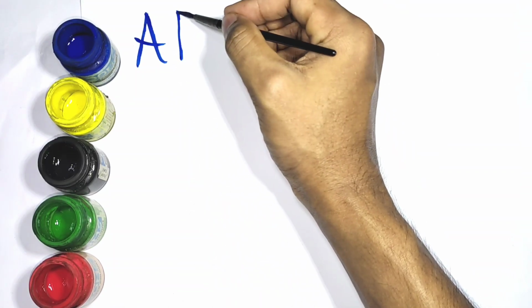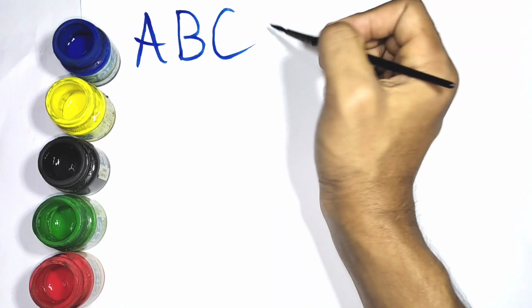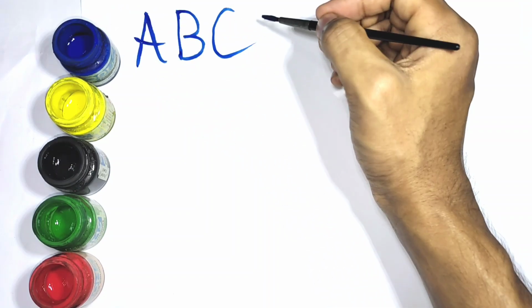A for apple, A for ant. Now we draw B. B for ball, B for bat. And the next one is C. C for cow, C for cat. We again use blue color.